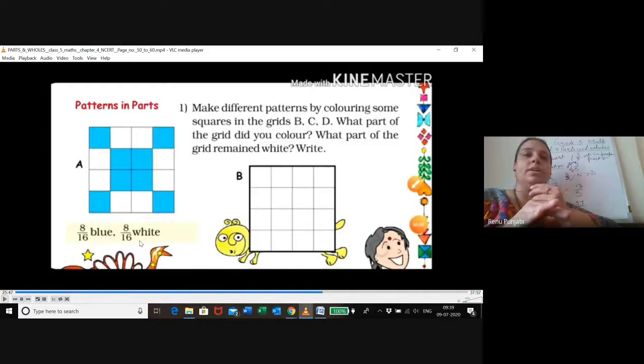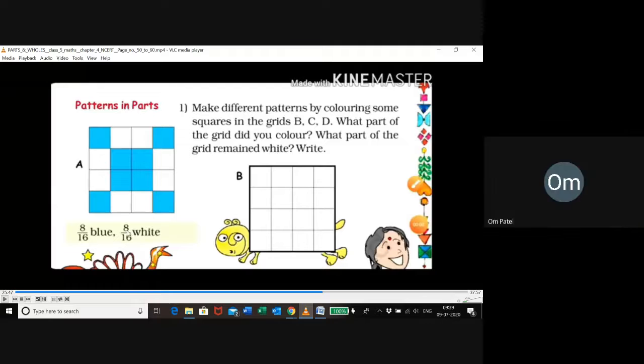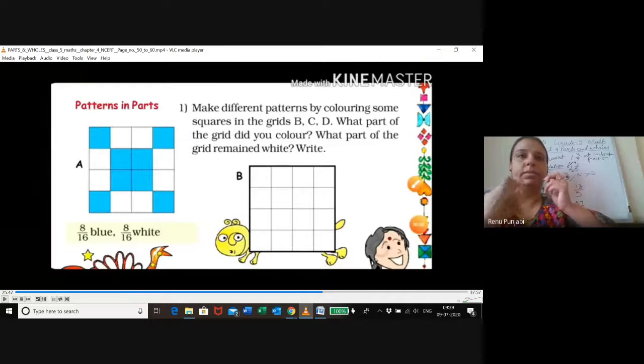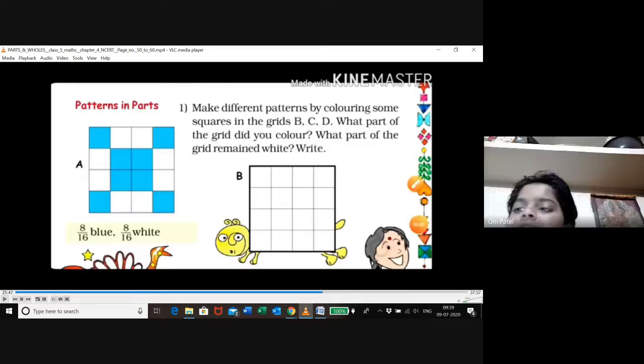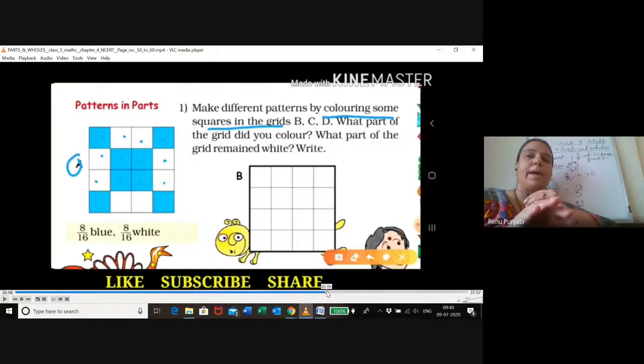And how much is the fraction of white part? Can you count how many are the white patterns? Ma'am, 8. 8 upon 16. Yes. So this is done for you. Now you will have to create your own pattern in the B section, C and the D. Please start creating it with the pencil only.